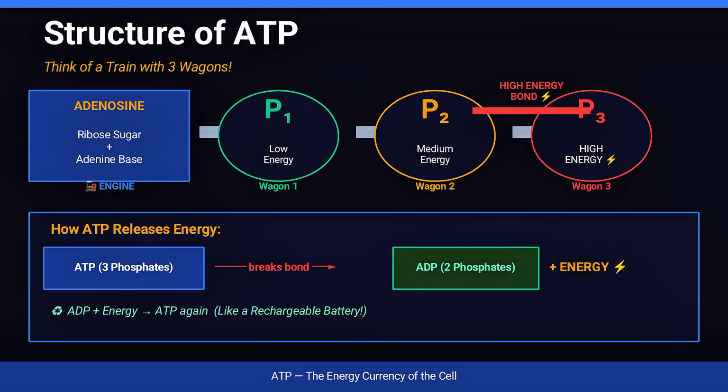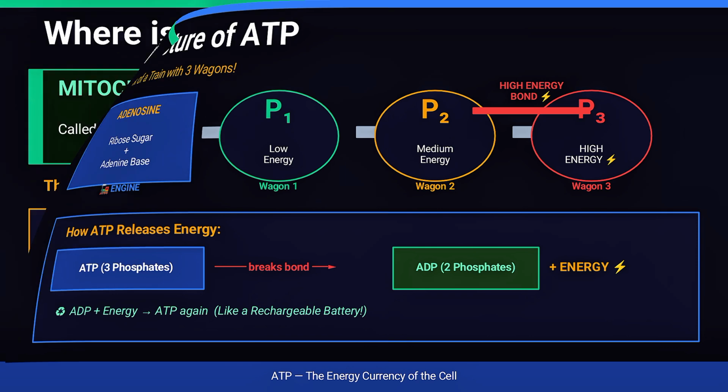When the cell needs energy, it simply breaks this last bond. The third phosphate group breaks off and energy is released. When ATP loses one phosphate, it becomes ADP, adenosine diphosphate. Di means 2, so now only 2 phosphates are left. And when the cell gets more energy from food, it adds the phosphate back again, and ADP becomes ATP once more. So ATP and ADP keep changing back and forth like a rechargeable battery that never stops working.